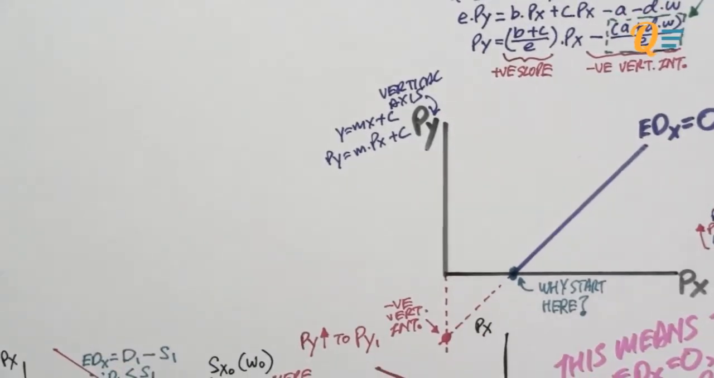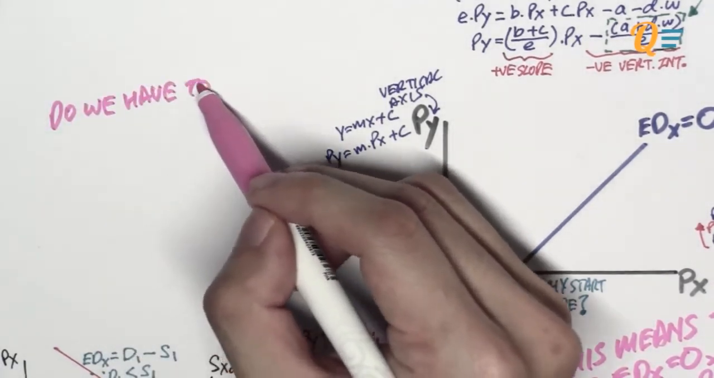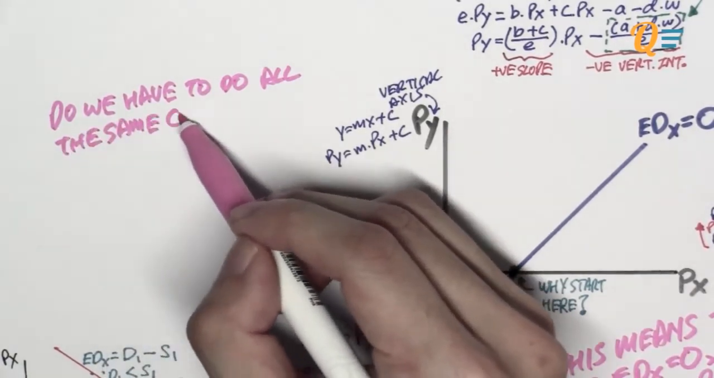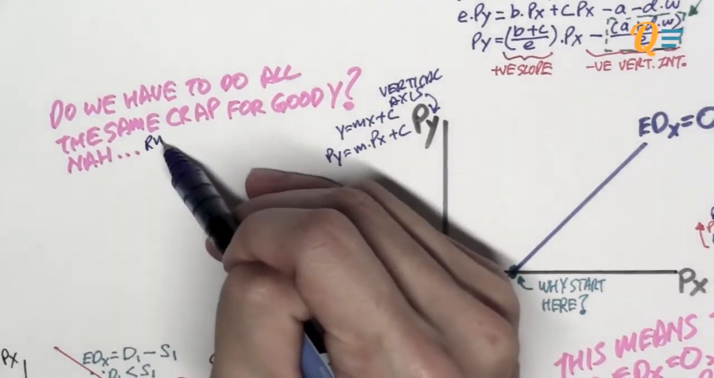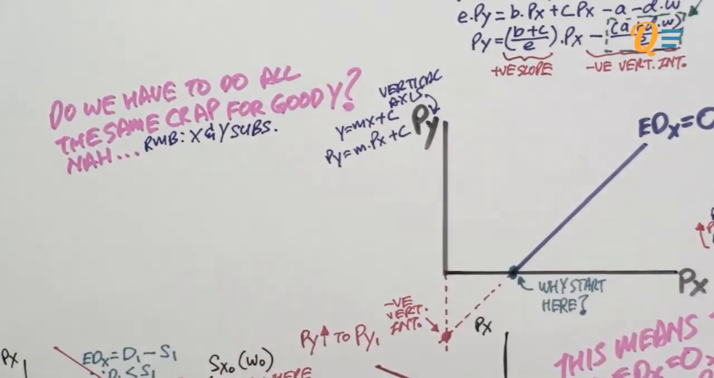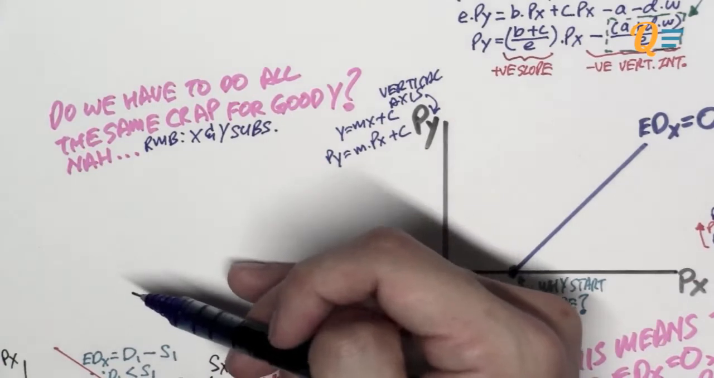So obviously now you will be thinking, okay, we've got EDX equals 0. How do we find EDY equals 0? Because we need EDY equals 0 so that we can intersect it with EDX equals 0, and then we can get the levels of PX and PY that give us general equilibrium. Do we have to do all the same mathematical and graphical work for good Y? No, you don't have to, don't worry. You just have to remember that this assumption still stands: X and Y are substitutes.